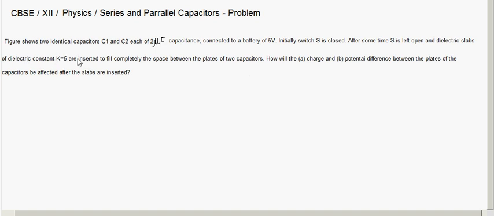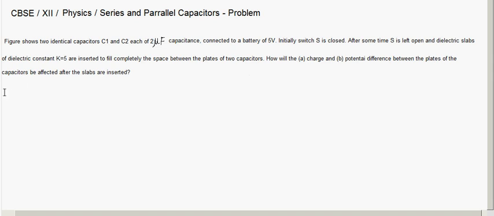Figure shows two identical capacitors C1 and C2, each of 2 microfarad capacitance, connected to a battery of 5 volt. Initially switch S is closed. After some time S is left open and dielectric slabs of dielectric constant K equal to 5 are inserted to fill completely the space between the plates of the 2 capacitors. How will the charge and the potential difference between the plates of the capacitors be affected after the slabs are inserted?